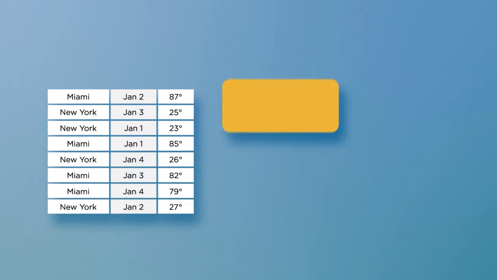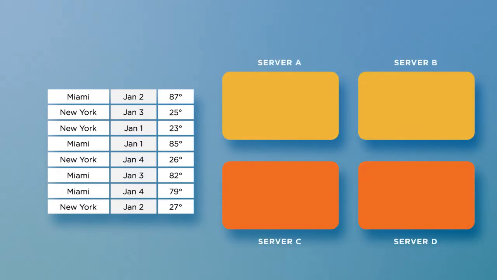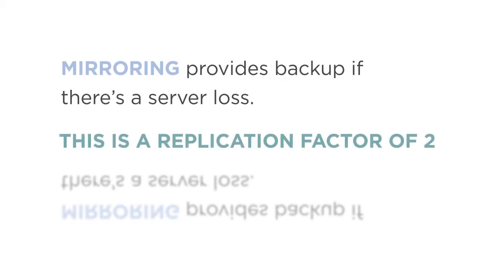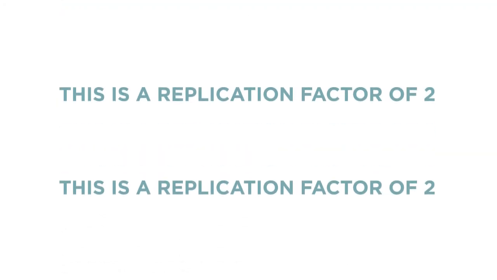Let's revisit our city temperature table. We'll use 4 servers, mirroring each segment twice. Mirroring provides backup if there is a server loss. This is a replication factor of 2, meaning there are 2 copies of the data.